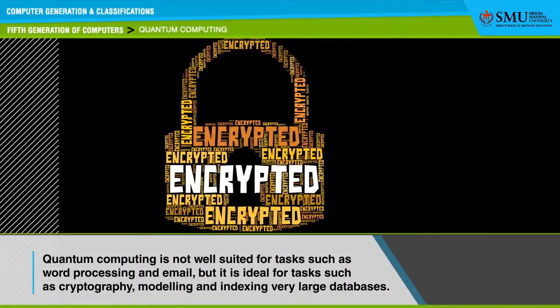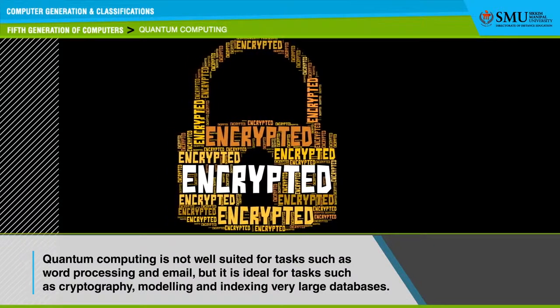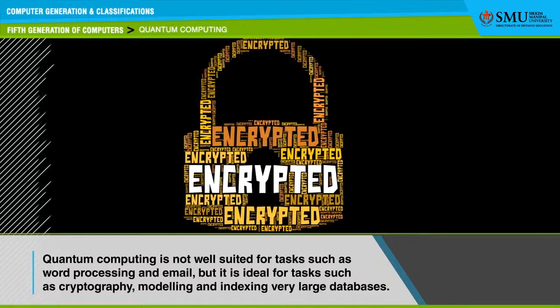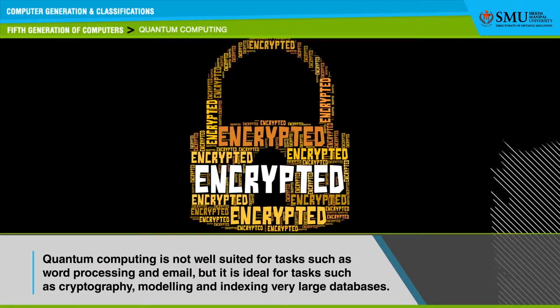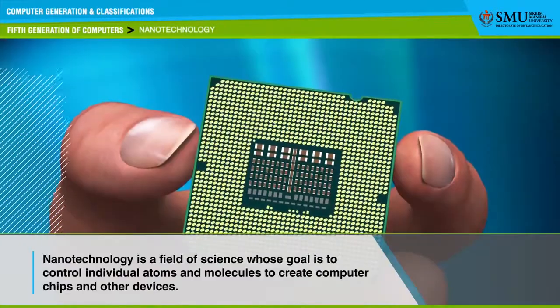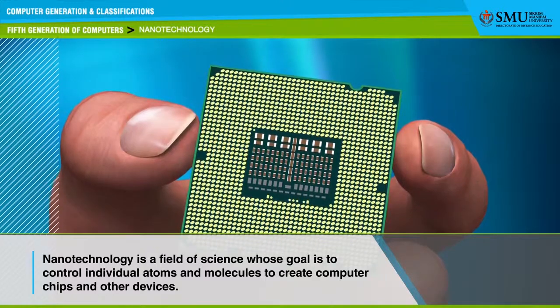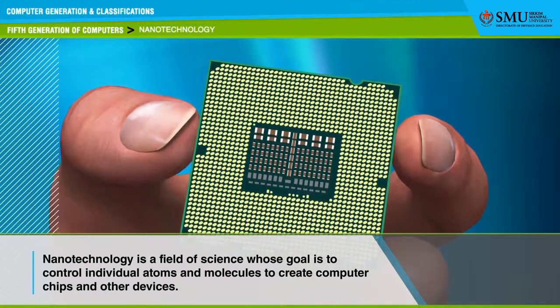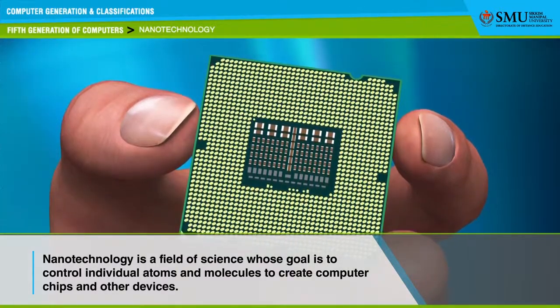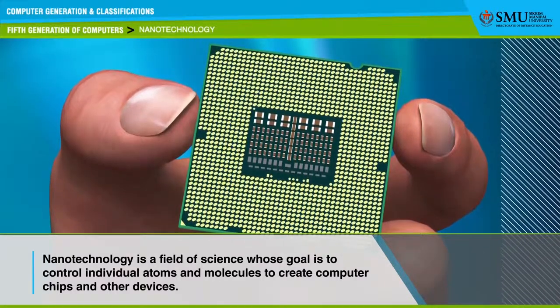Quantum computing is not well suited for tasks such as word processing and email, but it is ideal for tasks such as cryptography, modeling, and indexing very large databases. Nanotechnology is the field of science that helps to create the computer chips and other devices that are thousands of times smaller than current technologies by controlling individual atoms and molecules.